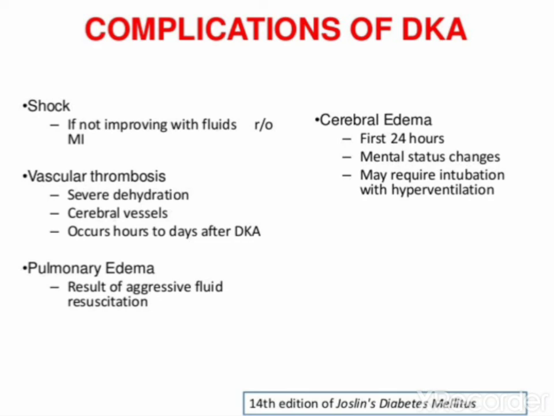Coming to complications of diabetic ketoacidosis, the complications are shock. Shock can arise if the condition is not improving with fluids. It can lead to vascular thrombosis because of severe dehydration, cerebral vessel obstruction. There can be pulmonary edema because of aggressive fluid resuscitation. There can also be cerebral edema which can arise in the first 24 hours. There will be alteration of mental status of the patient and the patient may require intubation with hyperventilation.